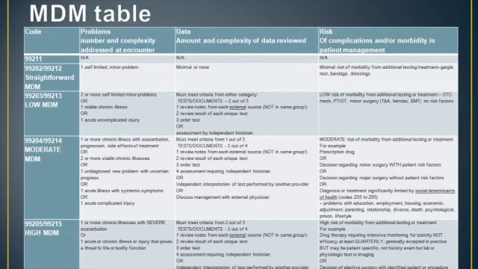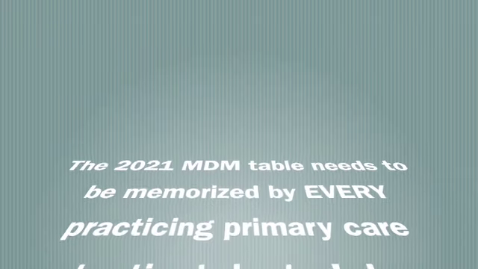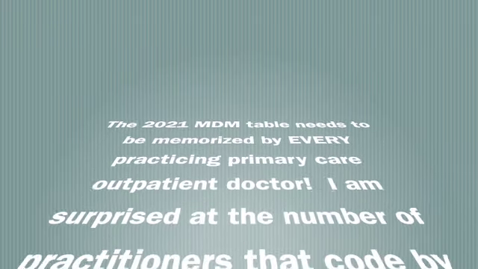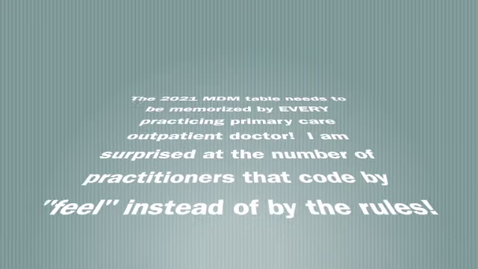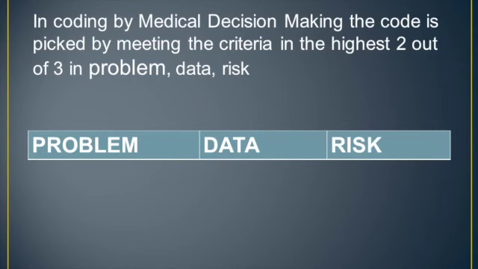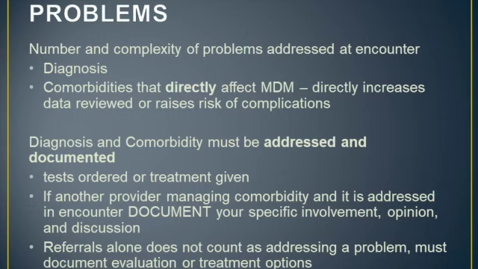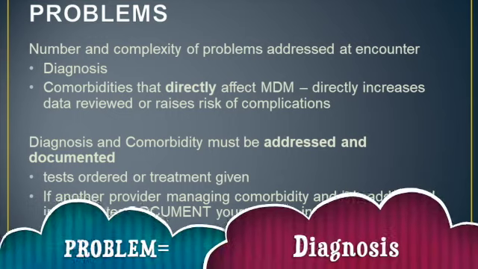When we code by medical decision making, the table stays the same. It's still problem, data, and risk, and we are still meeting 2 out of 3 of these criteria. So either problems and data, problems and risk, or data and risk. So you only have to meet 2 out of the 3 in order to pick the highest code that you meet the criteria.